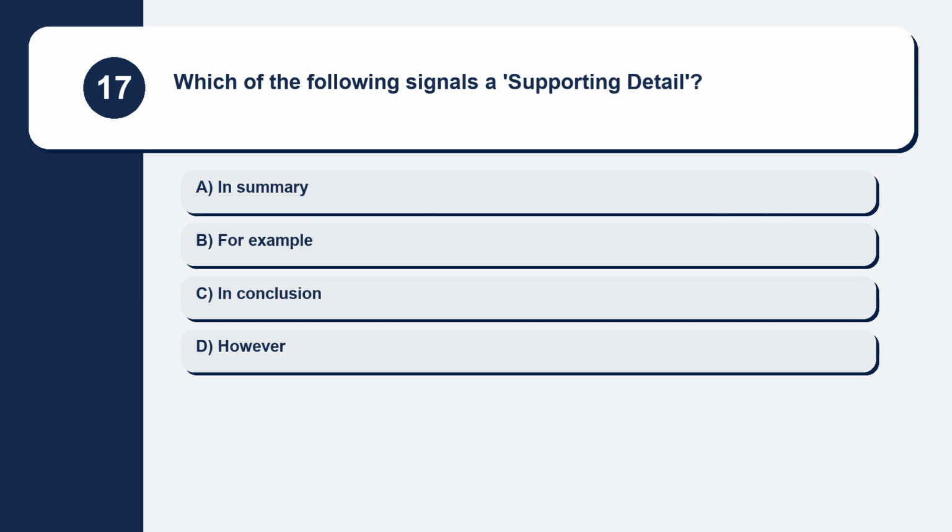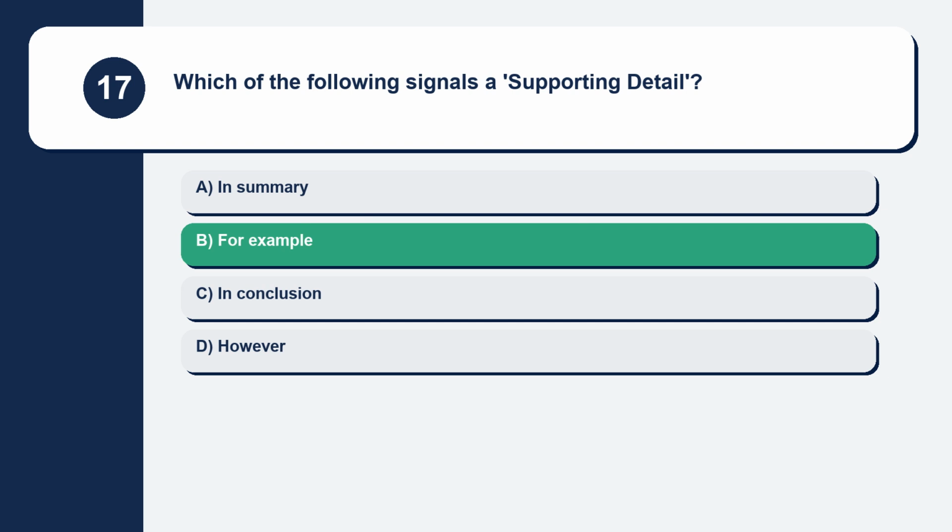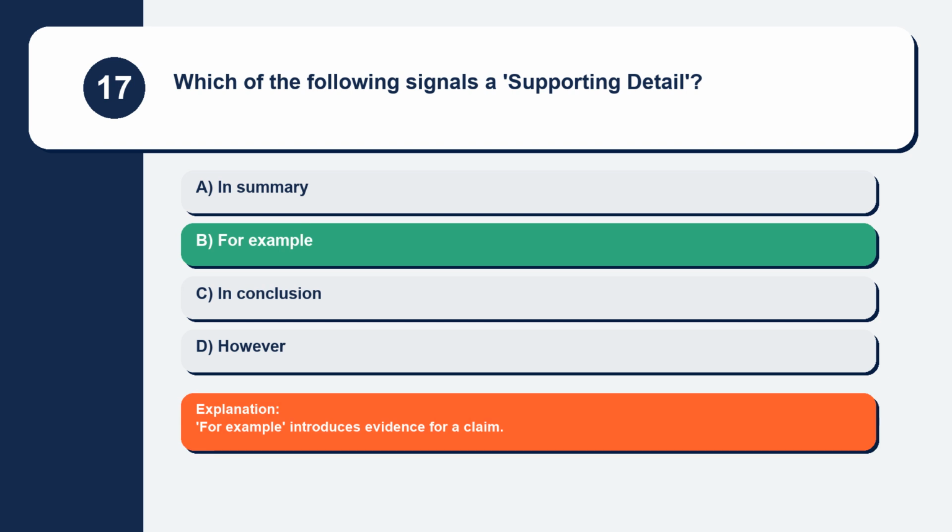Question 17. Which of the following signals a supporting detail? In summary. For example. In conclusion. However. For example, introduces evidence for a claim.